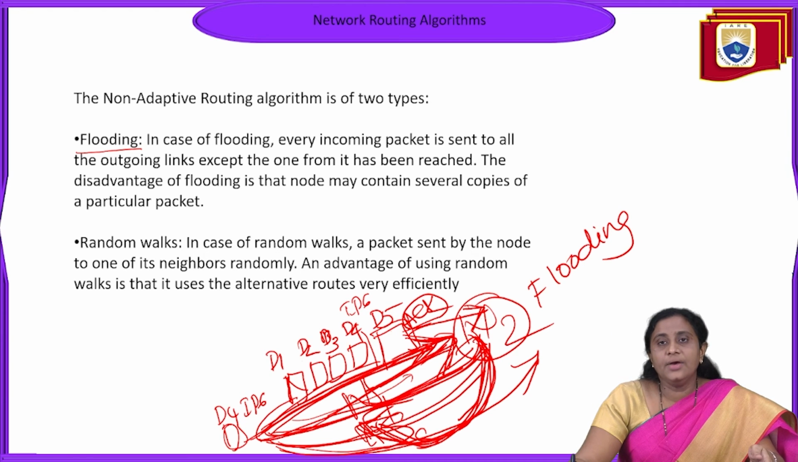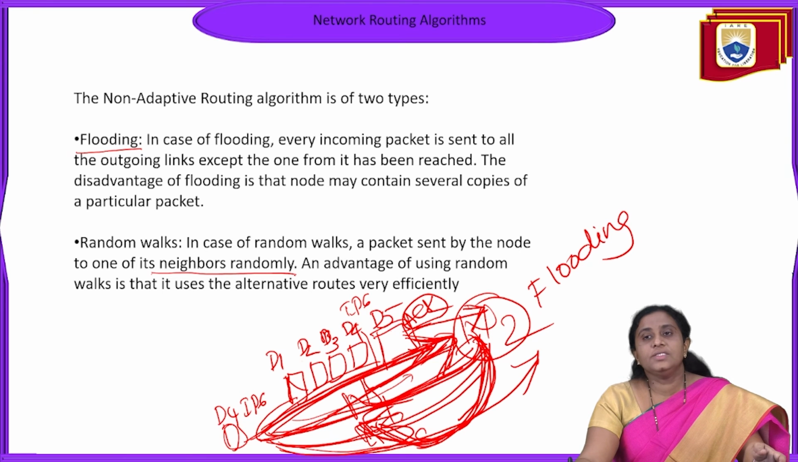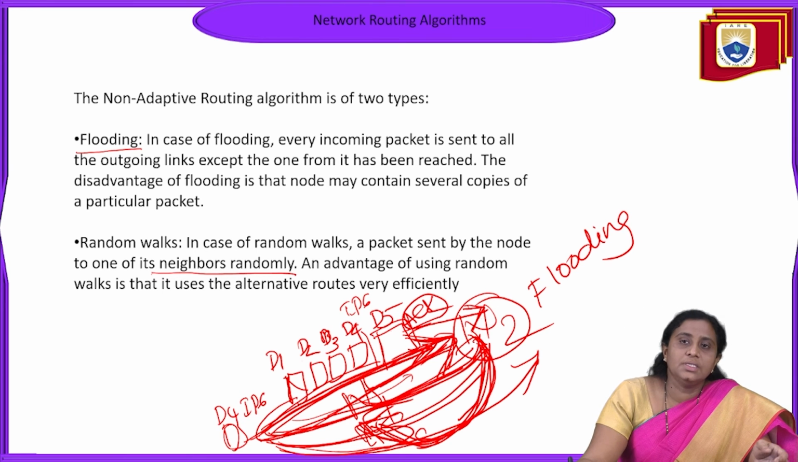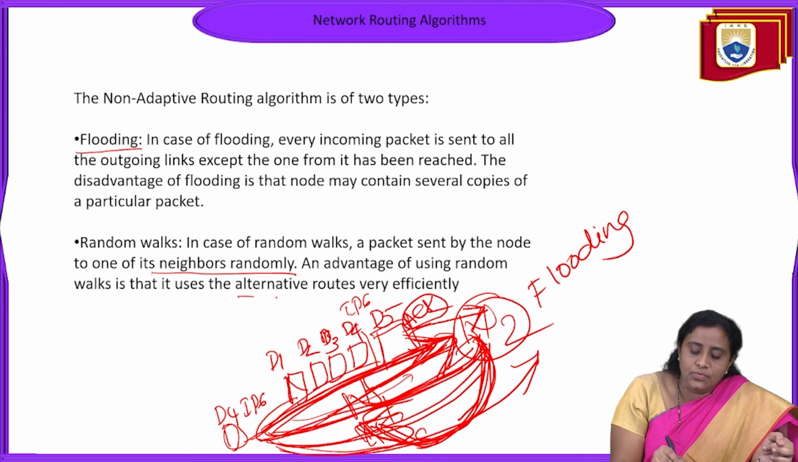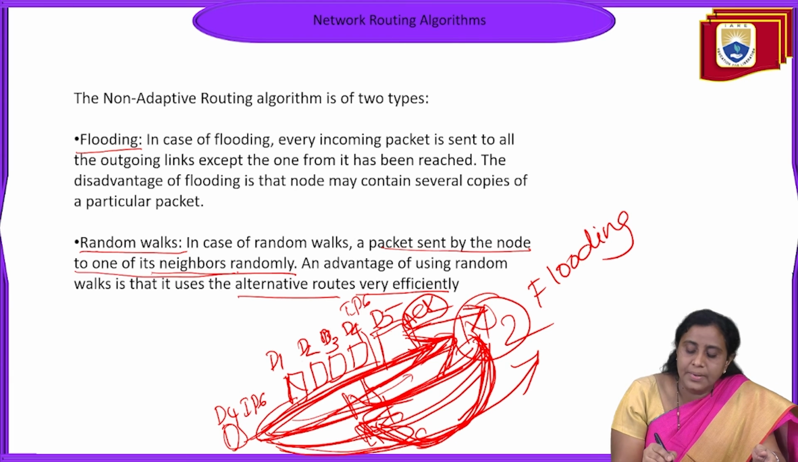Coming to random walks, it is the second algorithm of non-adaptive routing. In the case of random walks, a packet is sent by the node to one of its neighbors randomly. The advantage of using random walks is that it uses the alternate routes very efficiently. The main point to recognize is that a packet is sent by the node to one of its neighbors randomly.